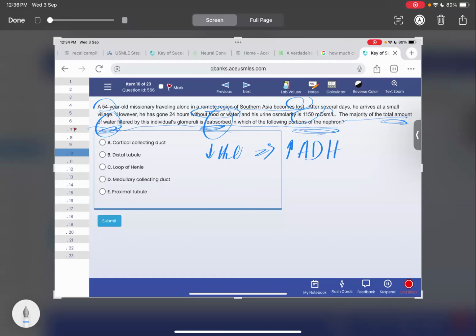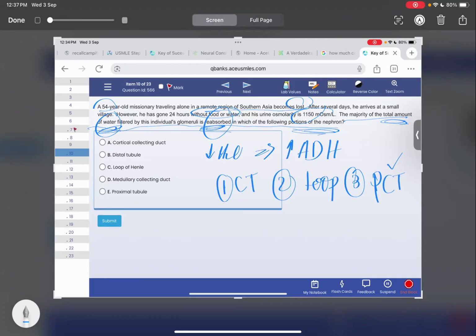Last part, loop of Henle, DCT, and collecting duct. We have proximal tubule. One of our doctors is saying proximal convoluted tubule, and actually she is right. 60% of water and sodium is reabsorbed in the PCT.